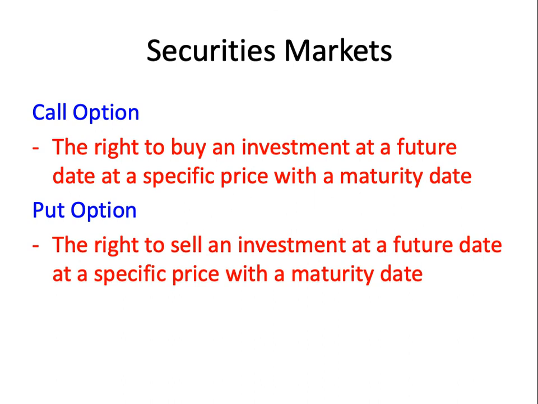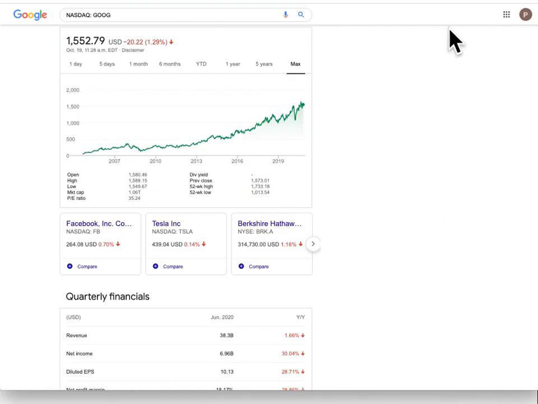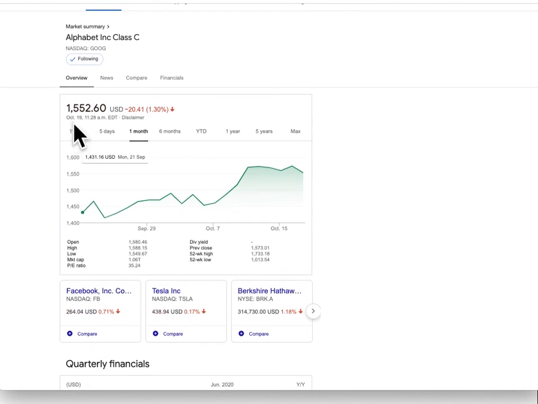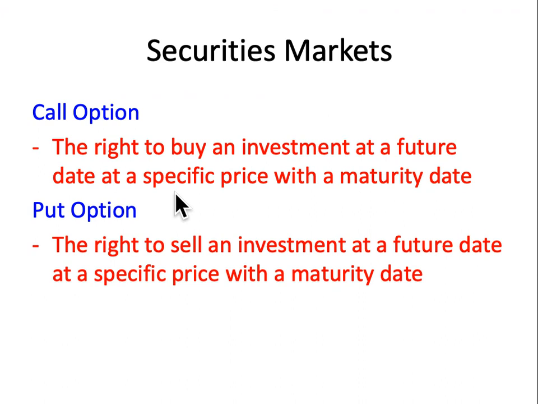Okay? So, a call option would be based on a share like Google, for example. Okay? So, for example, Google right now, again, it's selling at $1,552.60. And so my call option would be the right to buy Google, or Alphabet, I should say, Alphabet, at a specific price that's not the market price. It's going to be a price that's listed on this option. So I'm allowed to buy this stock at a specific price before a specific date.